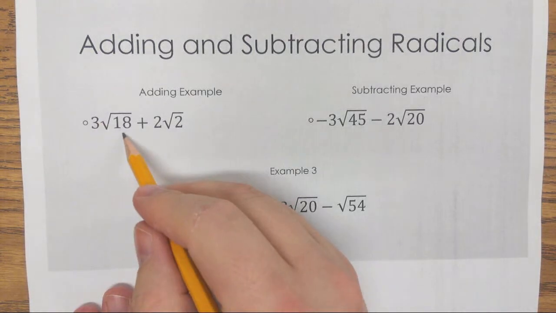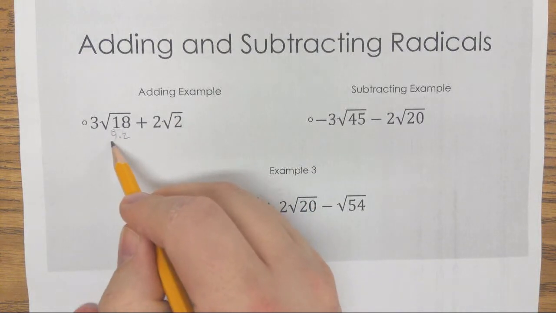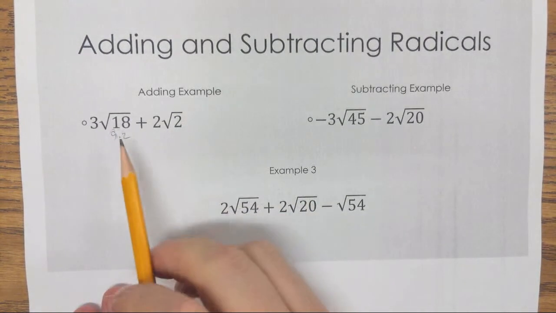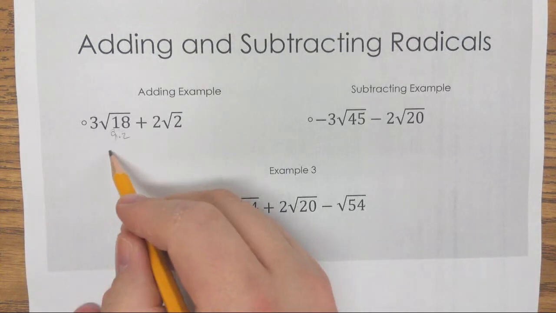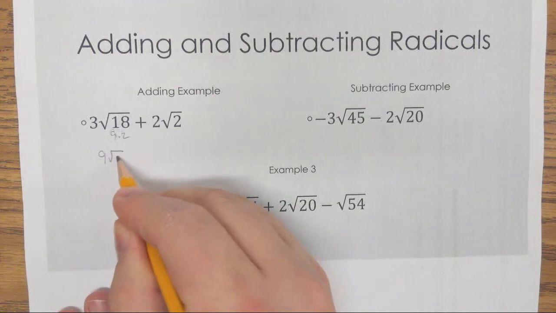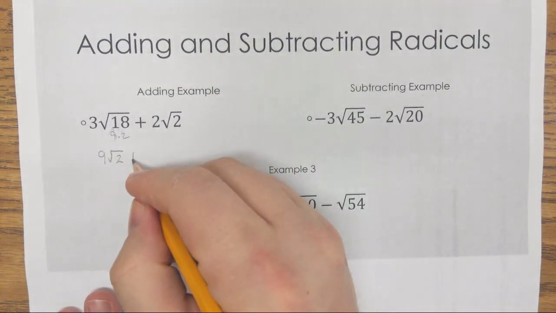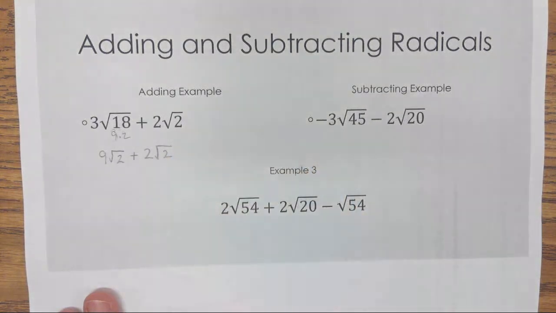18 is 9 times 2, and remember 9 is not a prime, but it's a perfect square, which means I could take a 3 out front and multiply it by the 3, and I get 9 radical 2. And then this is 2. The radical 2 underneath doesn't get any smaller, so it's 2 radical 2.